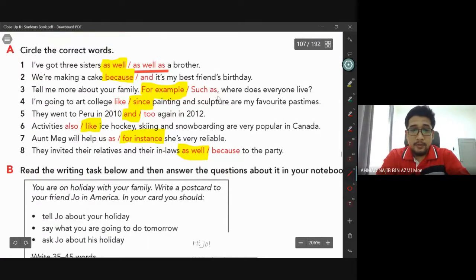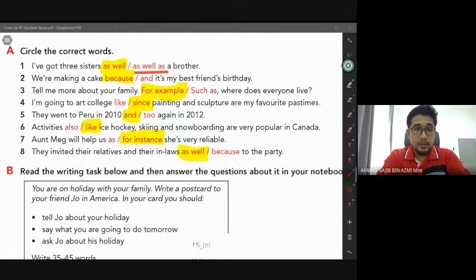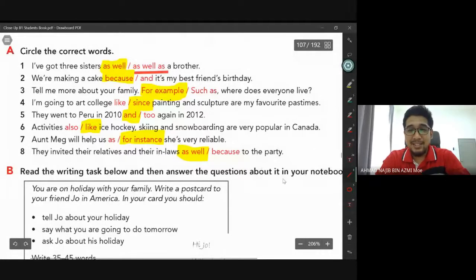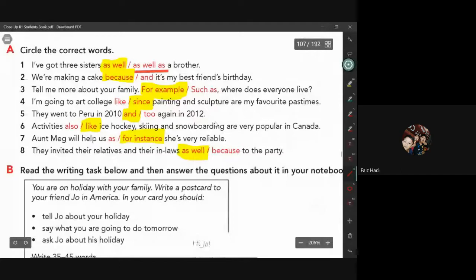Okay, and the other one? There's another mistake here. Can anybody, did anybody notice? Faiz? Faiz, are you here? Okay. Somebody raise their hand. Faiz, which one is wrong? The other one. Which number is wrong? I'm asking you, which number is wrong?